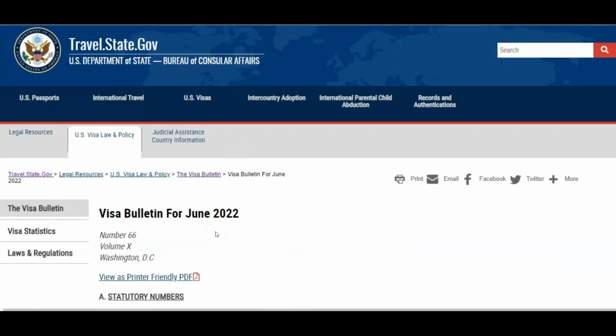The Visa Bulletin also concerns other forms of immigrant visas. So in order to access the section of the Visa Bulletin that relates to the diversity visa program, you have to scroll down to the diversity immigrant visa category of the Visa Bulletin.